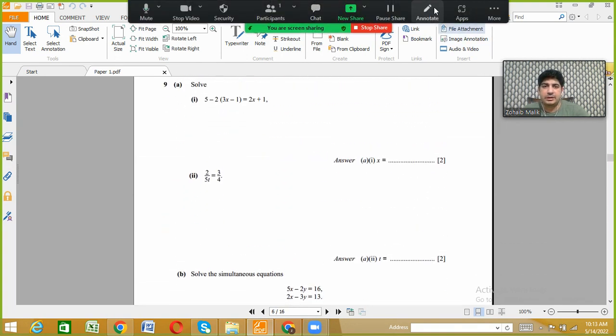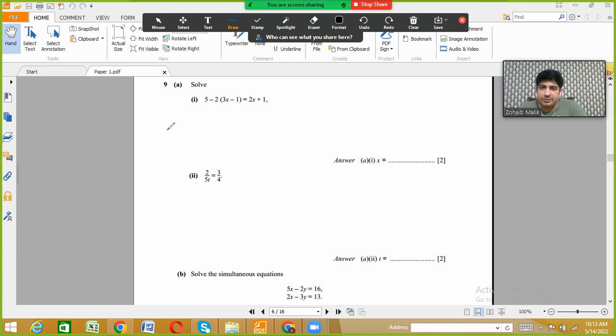Now question number 9. Solve this equation. This is 5, so the equal sign won't come. 5 minus, we cannot subtract 5 minus 2 first, as we know the BODMAS rule. So first of all we are recommended to solve the bracket, but we cannot solve it because there is a variable involved and we don't know the value of the variable. So first we will multiply the number with the bracket. So this would be 5 minus 6x plus 2 is equal to 2x plus 1.